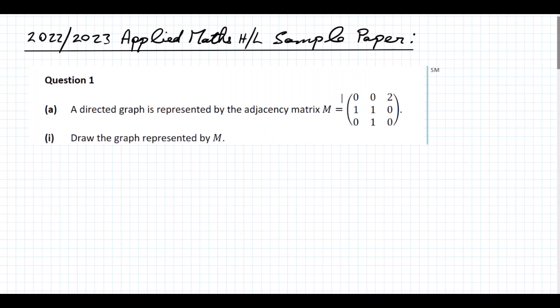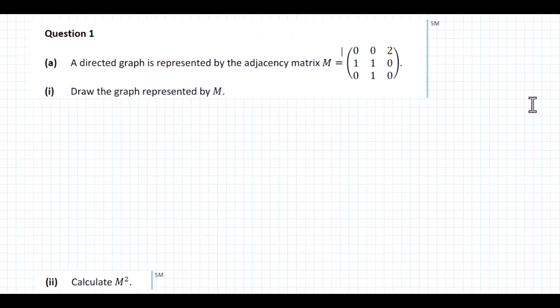Okay, so in this video I'm going to have a look at the 2022-2023 higher level applied maths sample paper, question 1. So we have a directed graph and it's represented by the adjacency matrix M, which we're given here. Draw the graph represented by M.